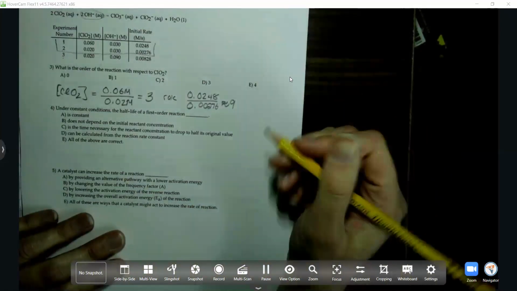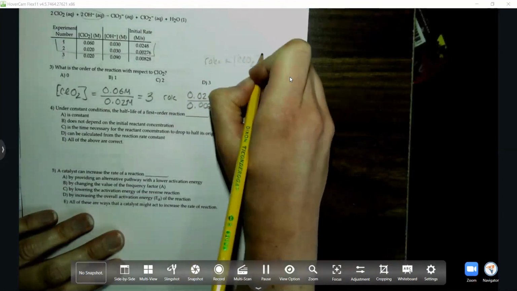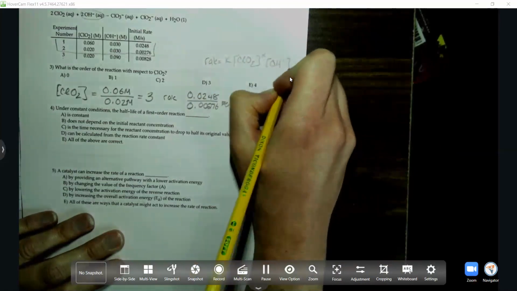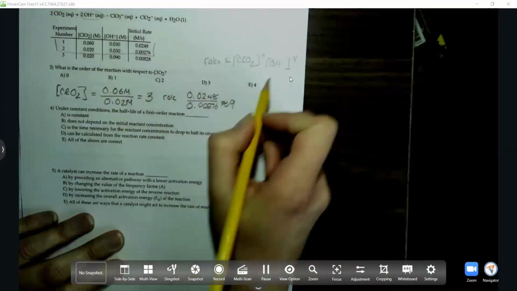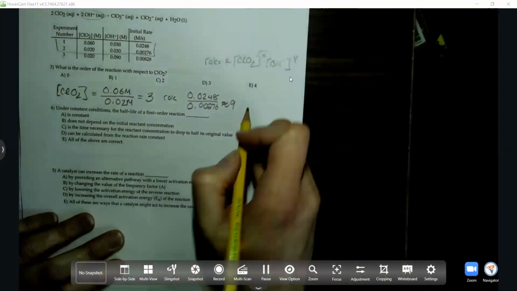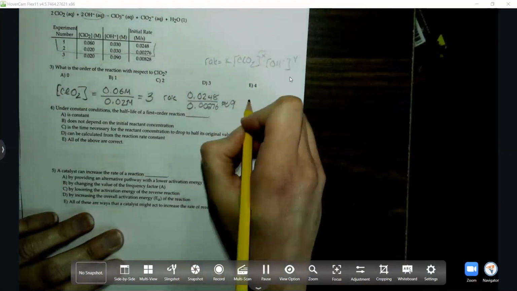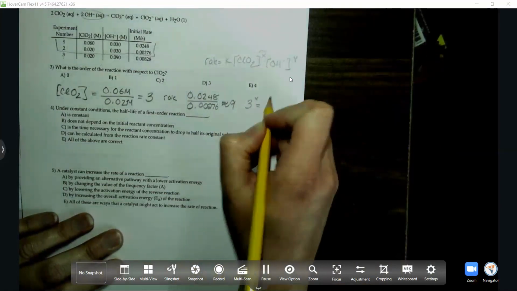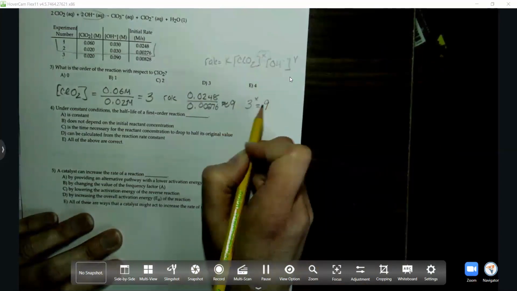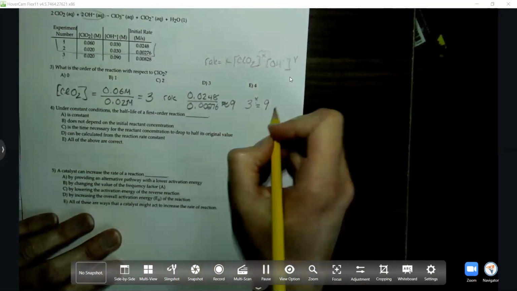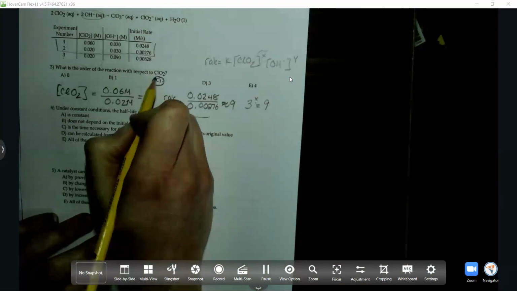Okay, so now we're going to solve for the exponent. When we read our rate law, rate is equal to K times ClO2 to the X and then OH minus to the Y. We're looking for this exponent. That's going to give us the order of the reaction with respect to ClO2. So basically 3 to the X equals 9. What power can we raise 3 to get 9? That's 2. So our answer is C, 2.